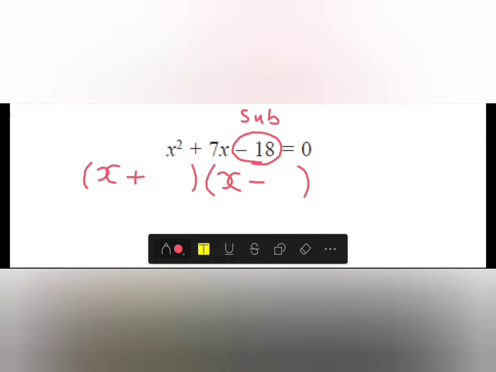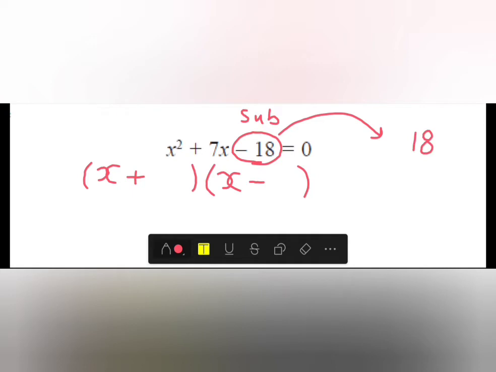Now, we need to find the numbers that work out this quadratic equation. What does that mean? It means when you multiply these two numbers, you will get 18. And when you subtract them from each other, you'll get 7. This is the idea of this puzzle. Now, to make this easier, we're going to take the 18 and factorize it here. So we're going to factorize 18 first.